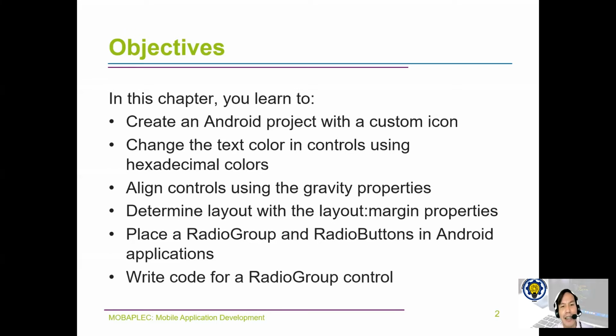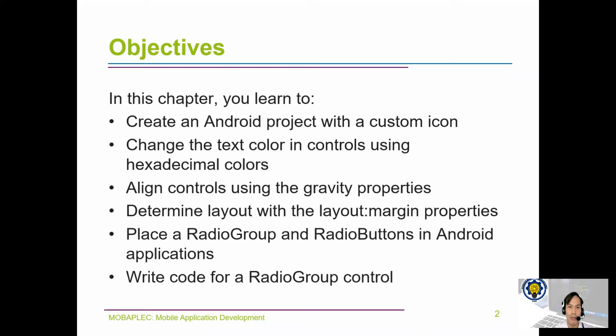And the second objective is that you could learn how to change the text color in different controls using hexadecimal colors, or what we call the hex numbers, such as numbers in 16 colors, a variety of colors, which we could come up with later on. And also part of the objectives is that we could align controls using the gravity properties that are included in Android Studio.